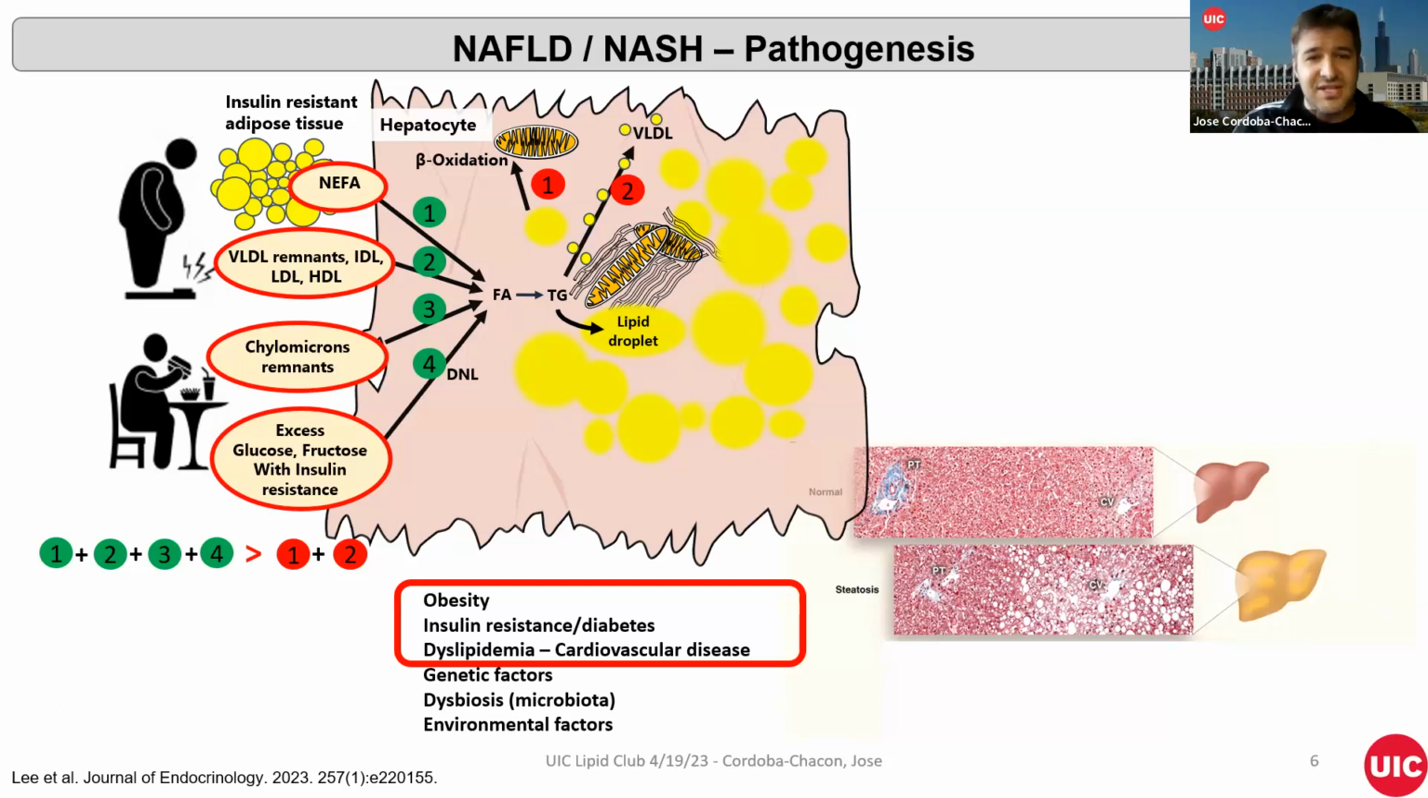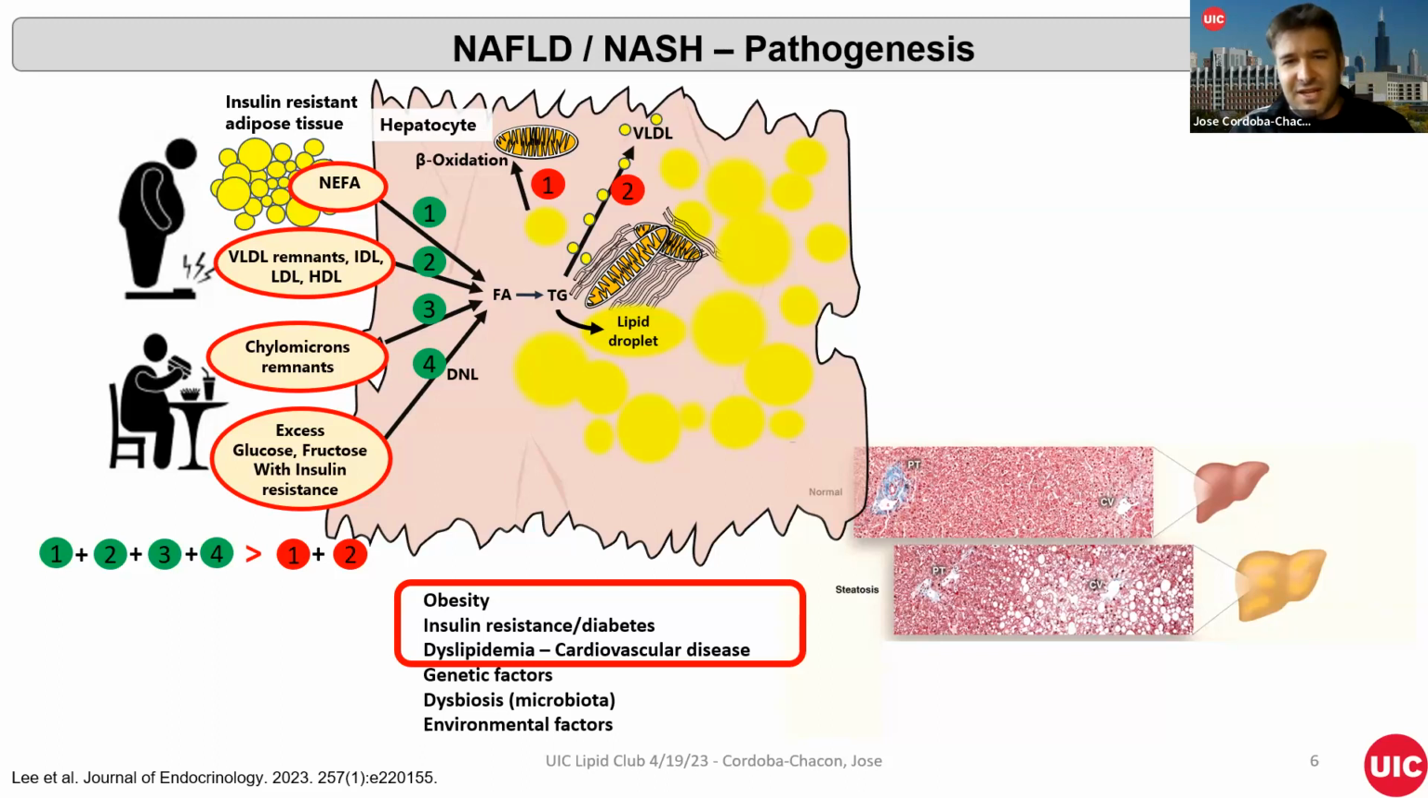They are going to be produced de novo due to the excess of glucose in the circulation and in conditions of insulin resistance. And in these obese patients with insulin resistance, in the adipose tissue we are also going to have an increased flux of fatty acids from the adipocytes to the liver. In the hepatocytes, this excess flux of fatty acids may not be compensated by oxidation or export as VLDL particles.